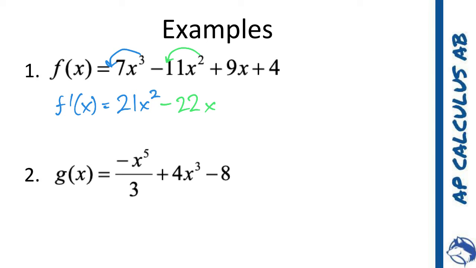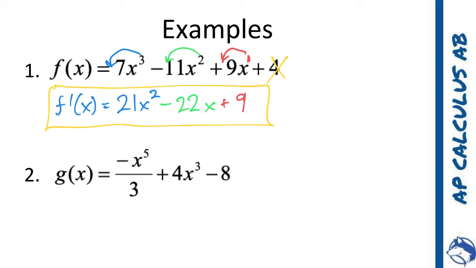And then I've got my 9x. Well, this is like x to the first power, so if I bring it down, I'm left with 9 times 1, which is just 9, and that x becomes x to the 0. Well, x to the 0 power is just 1, so I'm left with just 9. And then last but not least, I take the derivative of the constant. Well, the derivative of the constant is always going to be 0, so if I add plus 0, I am left with just this right here.